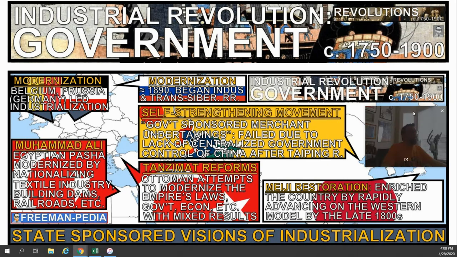So the last topic of the day, and the thing you guys had the most problem with, is: okay, if these revolutions are happening in industry, what is the government doing? What's the government's role? So on this slide, you have different viewpoints. You've got the idea that a government's role is to help modernize. So in Belgium, continental Europe, Prussia, until it becomes Germany, the government is supposed to sponsor industrialization.